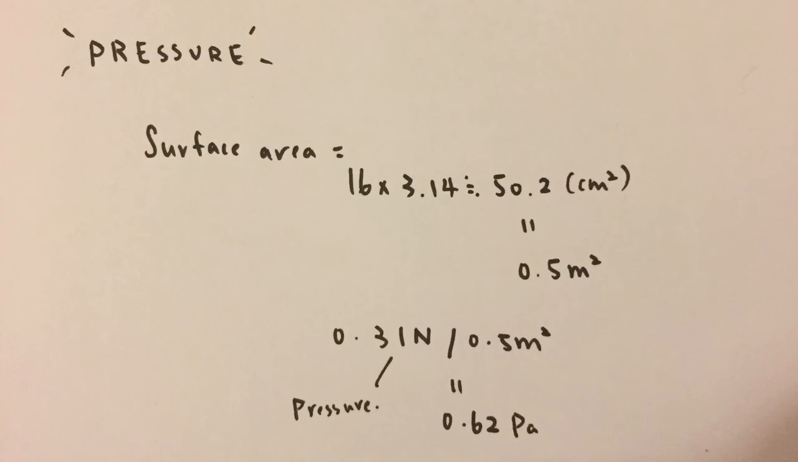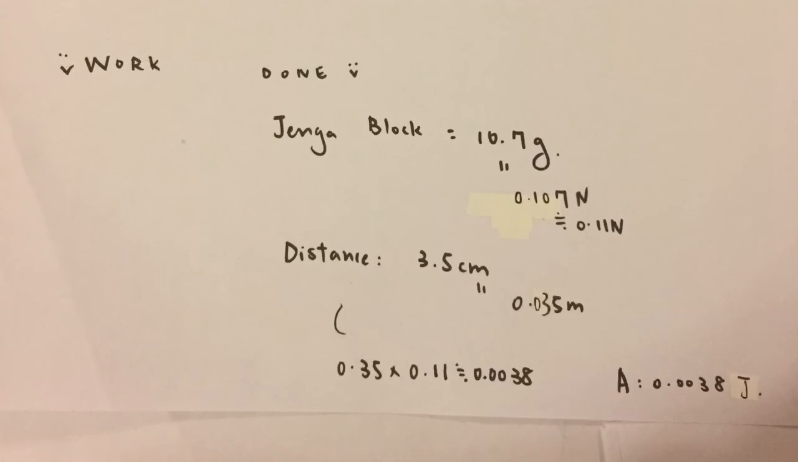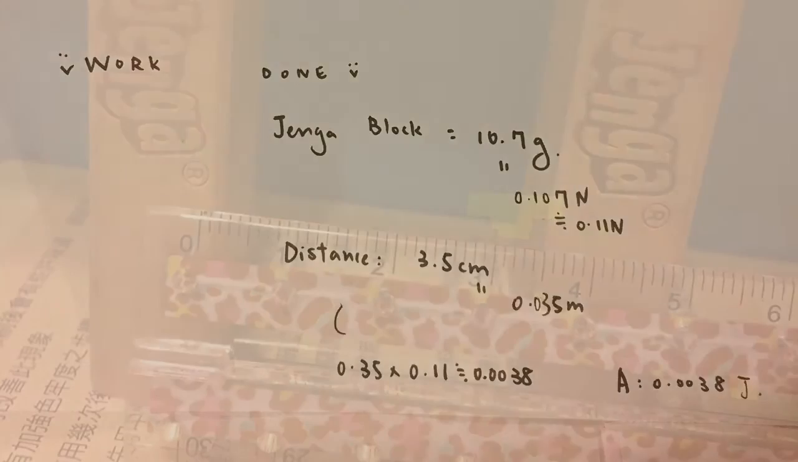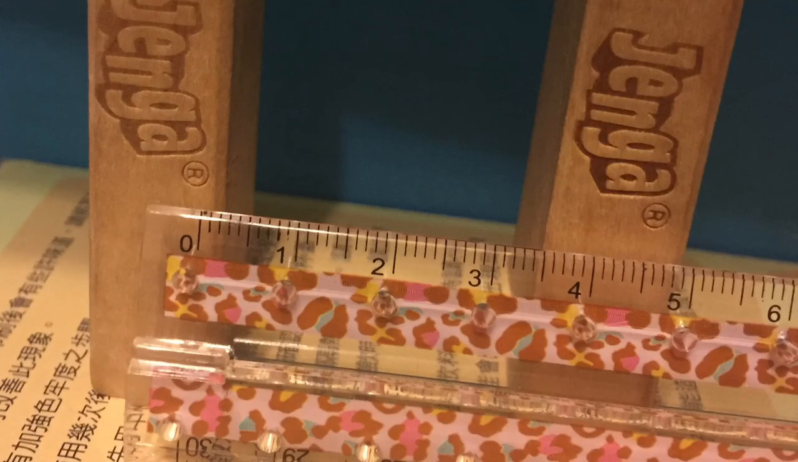This is my pressure calculation. And this is my work done calculation. So this is a picture of the work done of the distance between the Jenga blocks. So the distance between the Jenga blocks is 3.5 centimeters.